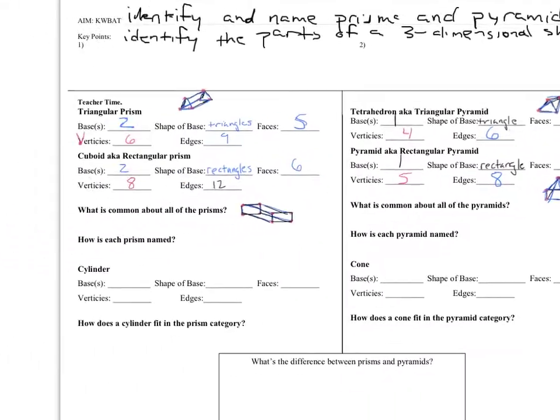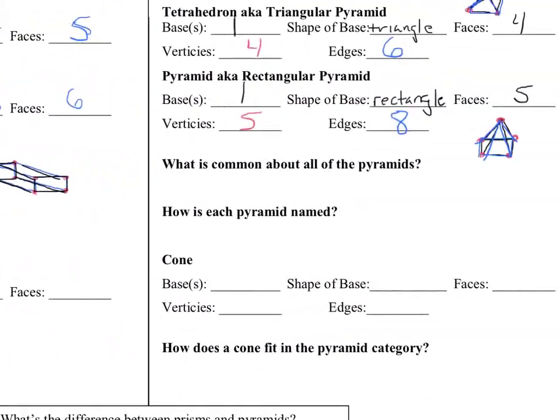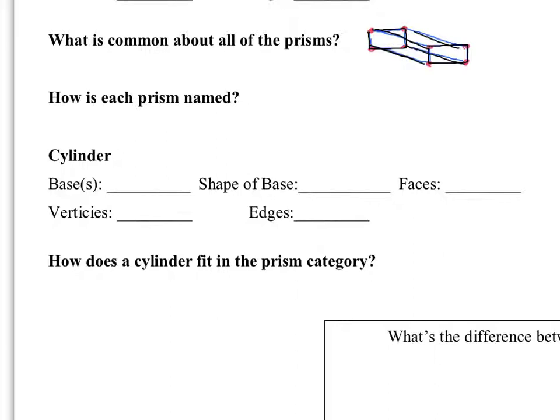Okay? I want you to silently look at these 2 different sets of shapes. You'll see underneath the prisms, you have 2 questions. Underneath the pyramids, you have 2 questions. I want you to silently, by yourself, without your partner's help, go ahead and answer those 2 questions. What is the same about all prisms? Oscar? They all have what? 2 bases.